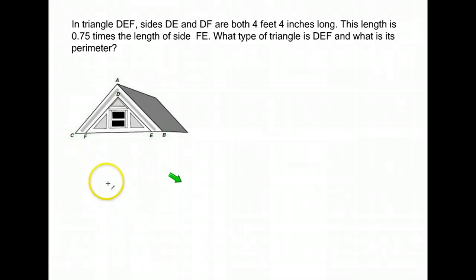Okay, so let's try the next one. The next one has us do exactly the same thing, but on this smaller triangle. It's still an isosceles triangle. This time it says that the sides DE and DF are 4 feet 4 inches. So this is a little different. This time they gave us the two equal sides, and we have to go off of that.